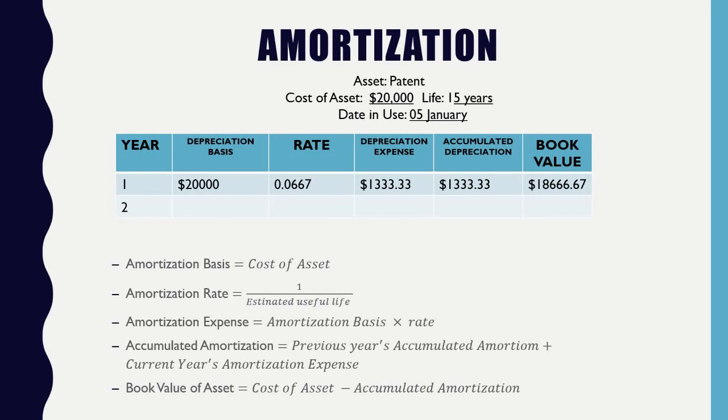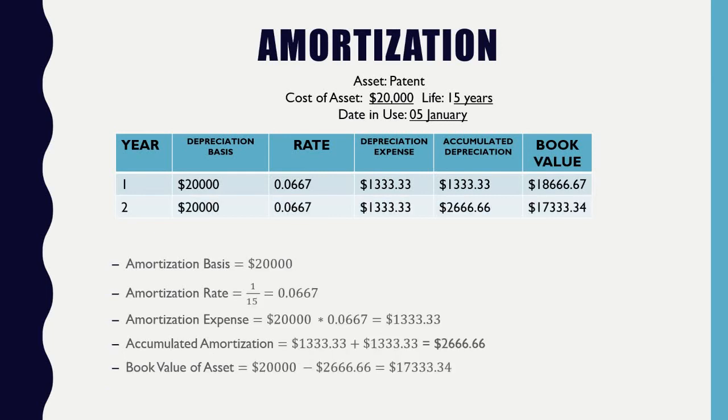Okay? And then we rinse and repeat for the second year. What's my asset cost? $20,000. What's my estimated useful life? 1 over 15 years, right? What is my 20,000 times 0.06667? $1,333.33. So that means you understand, right? It's similar to straight line where you solve for one. The rest of the answers are just going to be exactly the same every year until you completely use up the asset for the estimated useful life.